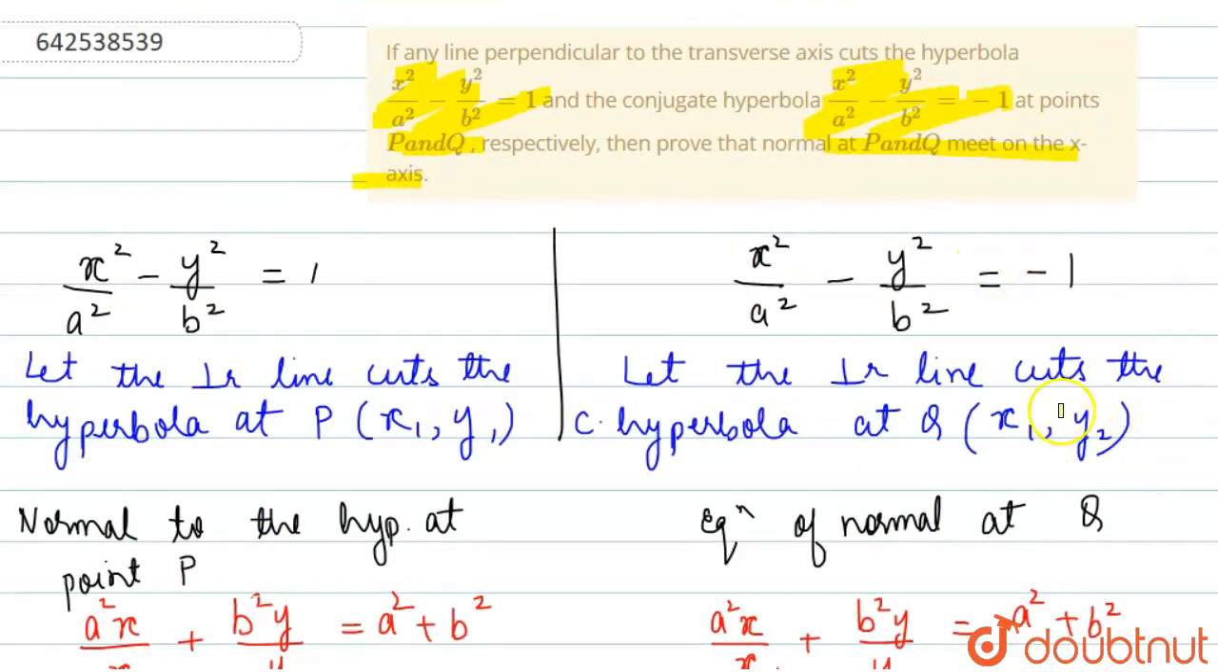And we have taken the coordinates of Q as x1, y2 because it is on the conjugate hyperbola, for which the x1 coordinate remains the same as for the hyperbola, and only the y coordinate changes. So this is the answer.